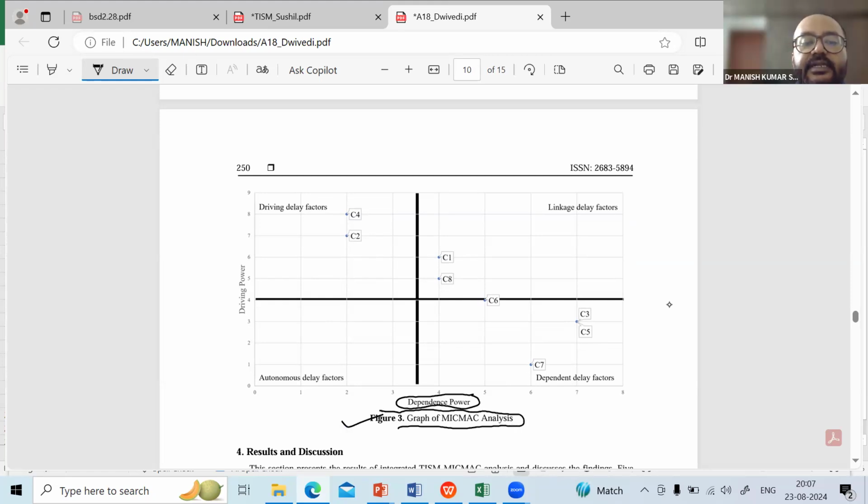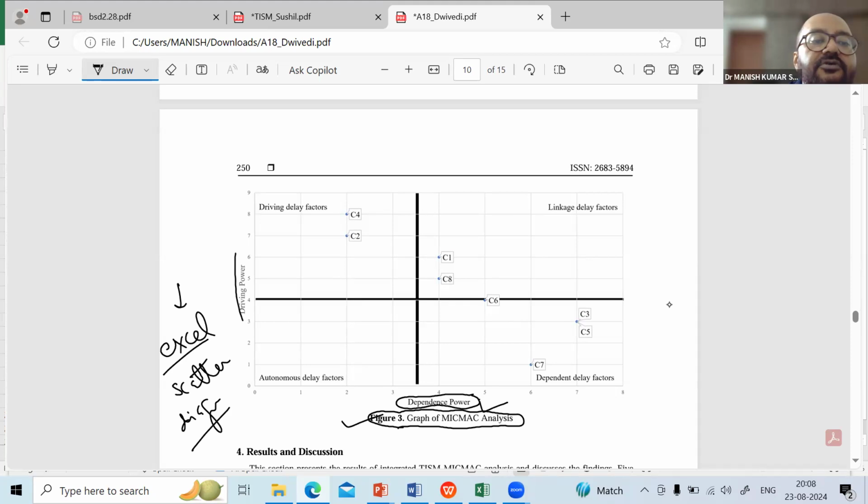What we do is create a graph of MICMAC analysis, and the graph is very simple. We use Excel and create a scatter diagram. This is the basic tool we use here. As I told you, MICMAC analysis gives a clear-cut idea between dependence power and driving power. Some powers are driving towards the phenomenon, and some are dependent.